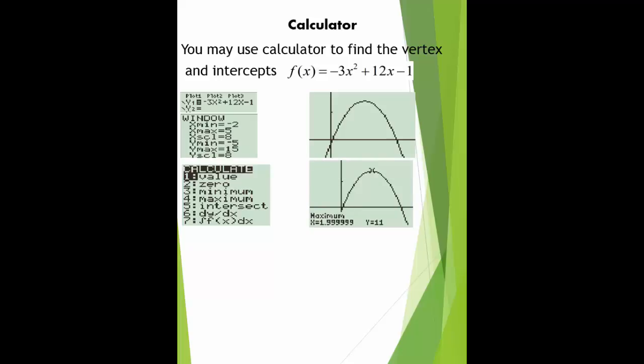So if you want to find the vertex, you go to second trace and then choose your maximum, option 4. Then it will ask you for the left bound. You should keep your pointer here, hit enter. Then it will ask for the right bound, move it to the right side, hit enter, and then one more time or two more times just to see that you get your maximum values here. So now if you look carefully, your x is actually 2 when you round it to 2 decimal places, and y is giving us 11.